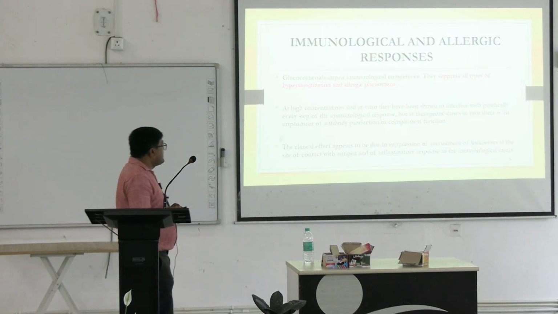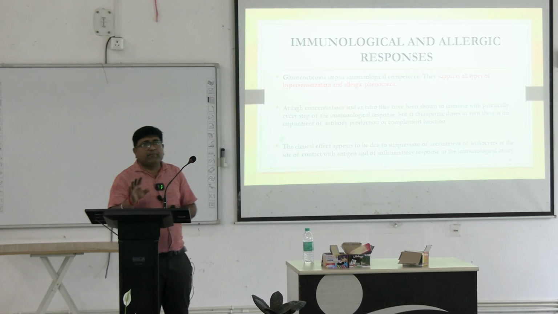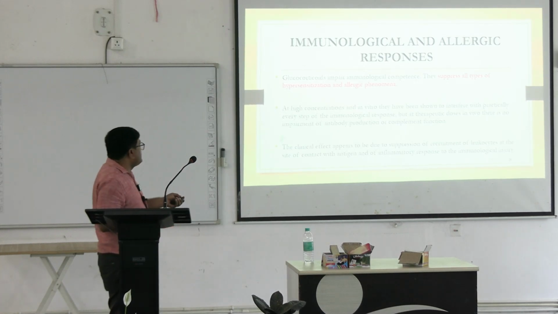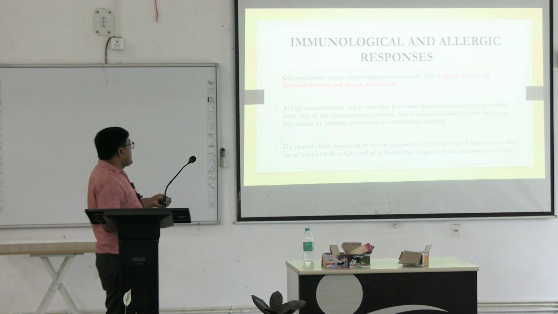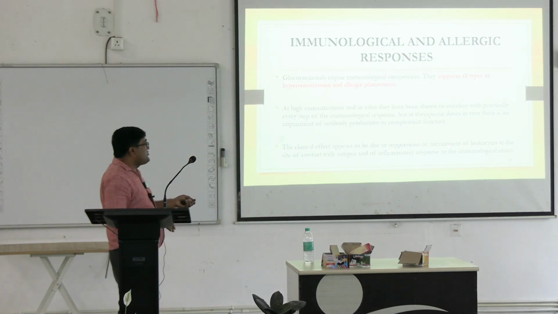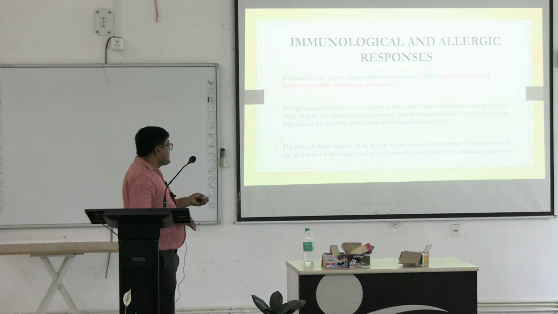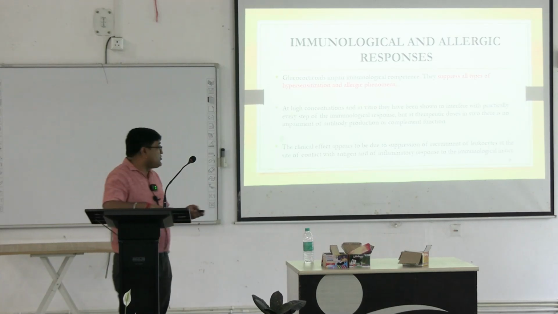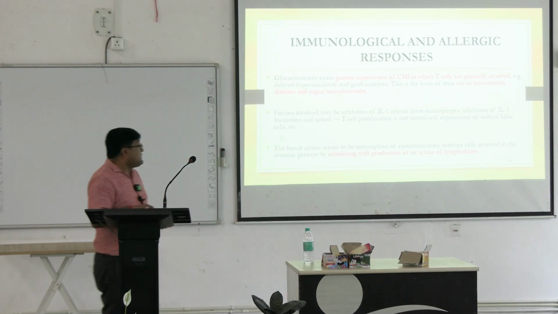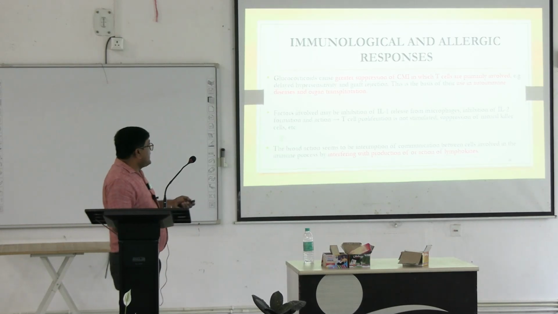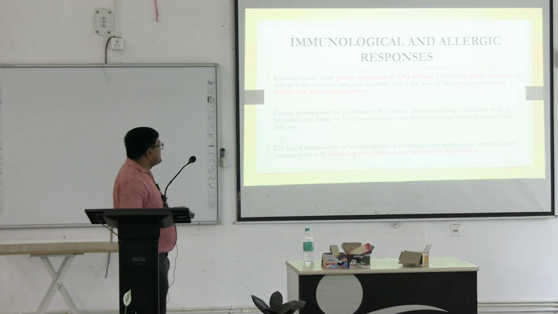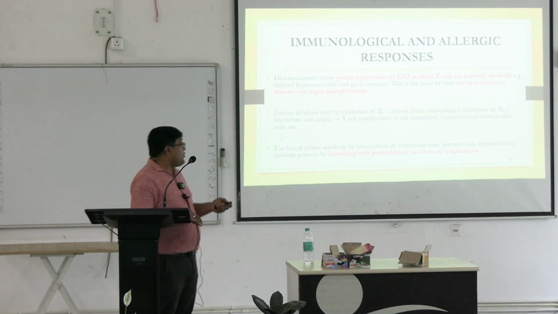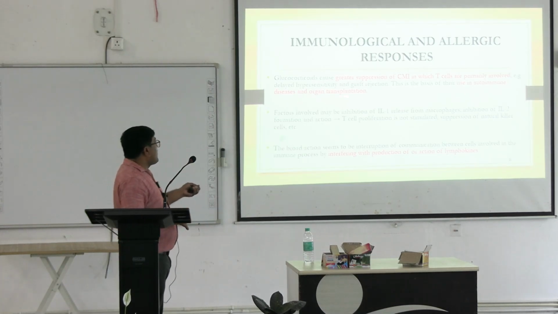Now, immunological and allergic response. These glucocorticoids suppress all types of immunological and allergic phenomena. At therapeutic dose, impairment of antibody production or complement function is not that effective, and the effect is mainly manifested by suppression of recruitment of leukocytes at the site of contact with antigen and inflammatory response to the immunological injury. Cell mediated immunity is mainly suppressed, in which T cells are primarily involved, particularly delayed hypersensitivity and graft rejection, and so they are used in autoimmune disease and organ transplantation.